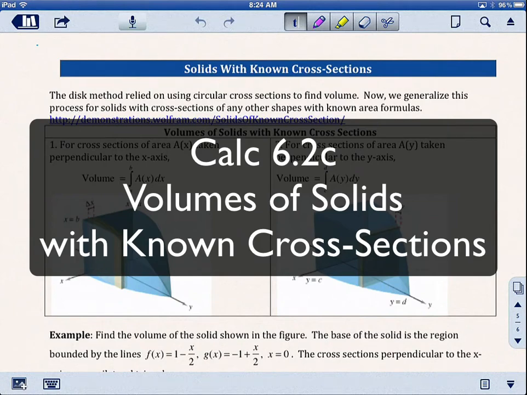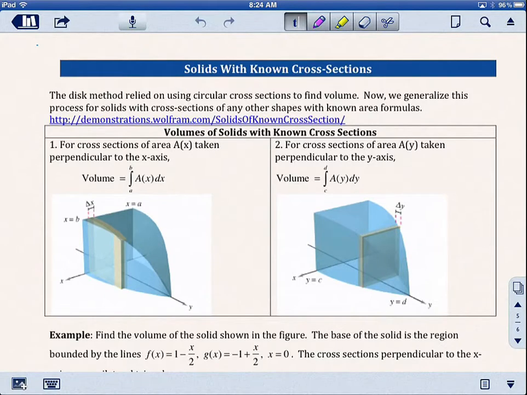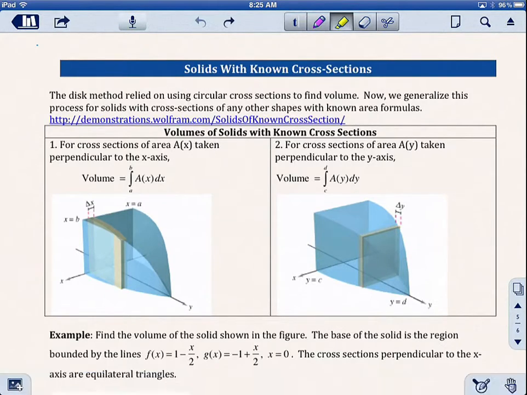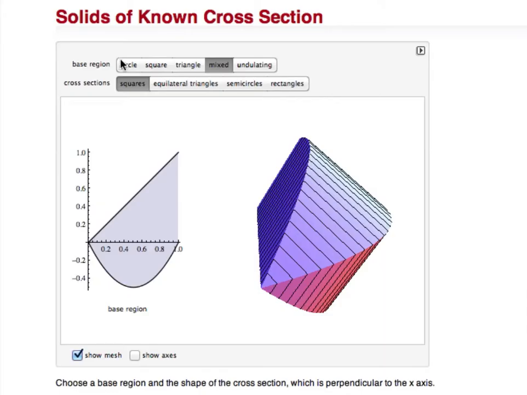Today we're going to be talking about solids with known cross sections. The disk method relied on using circular cross sections to find the volume. Now we generalize this process for solids with cross sections of any other shape with known area formulas. Okay, so let's check out this demonstration on Wolfram Alpha.